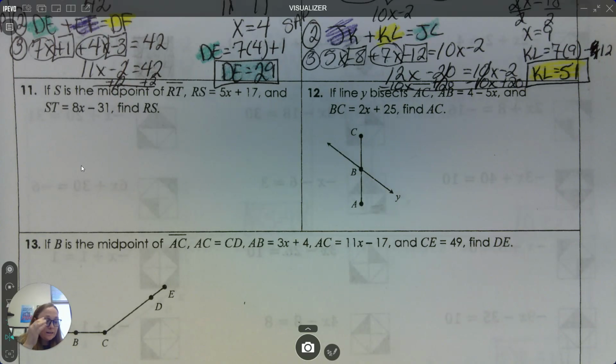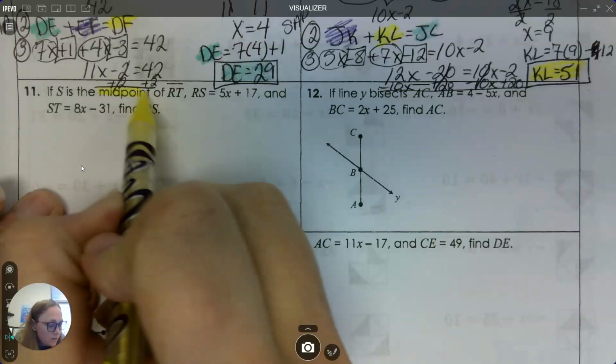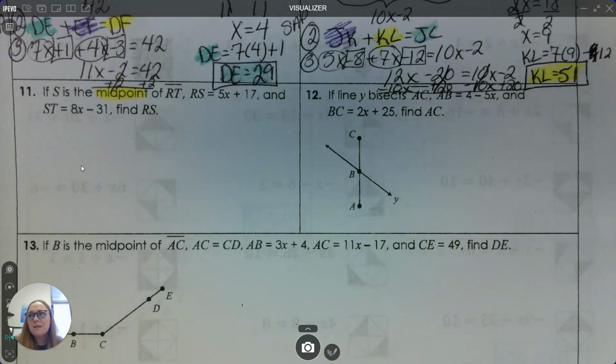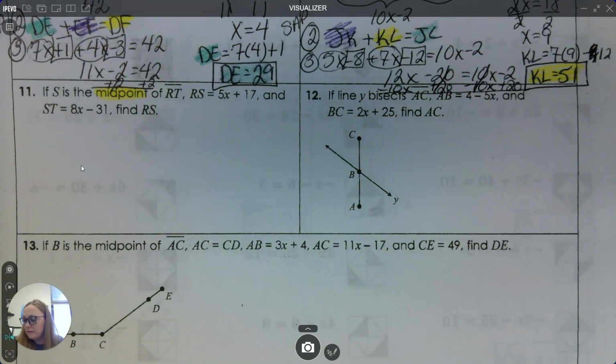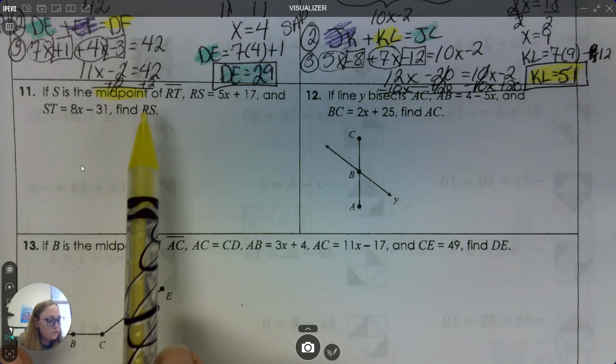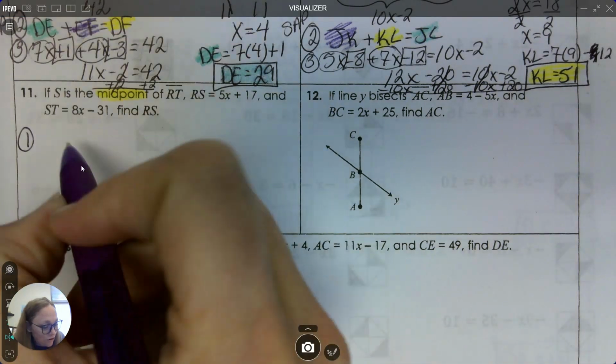All right, here we go. Looking at number 11. Oh, I see a clue word there, you guys. Midpoint. If you remember, midpoint means middle. We have a point that's cutting a segment down the center. Okay, and there's no diagram on this one. So my first step is I need to draw that.